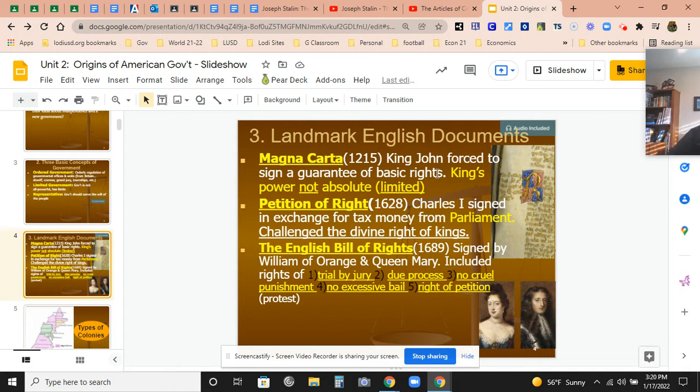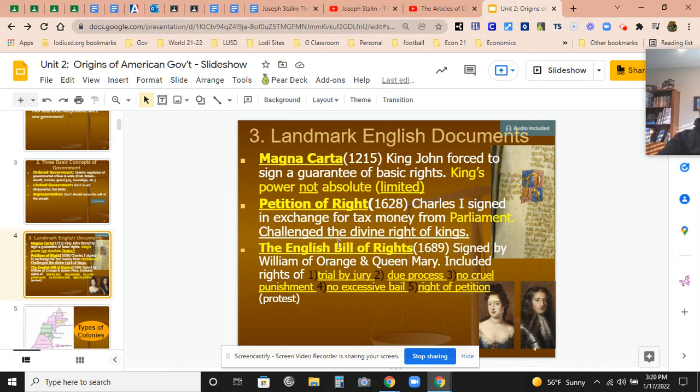The Petition of Rights, 1628. Charles I signed it in exchange for tax money from Parliament. And it really challenged the divine right of kings because Parliament was pushing back on the king. The divine right of kings lasted, even though the Magna Carta was out there limiting the king's power. Eventually, Charles I, because he ignored Parliament, had a war with Parliament and lost his head too.